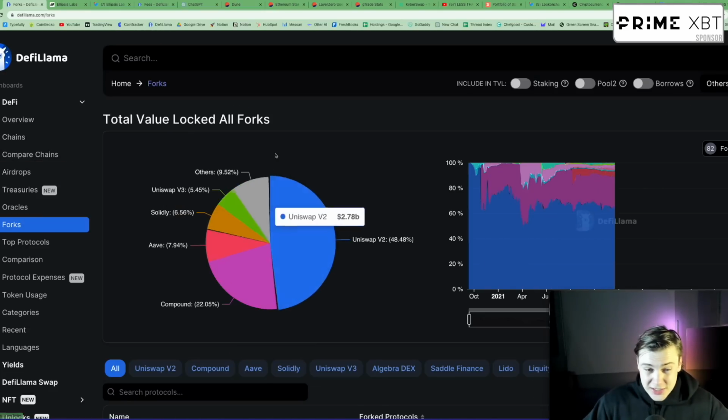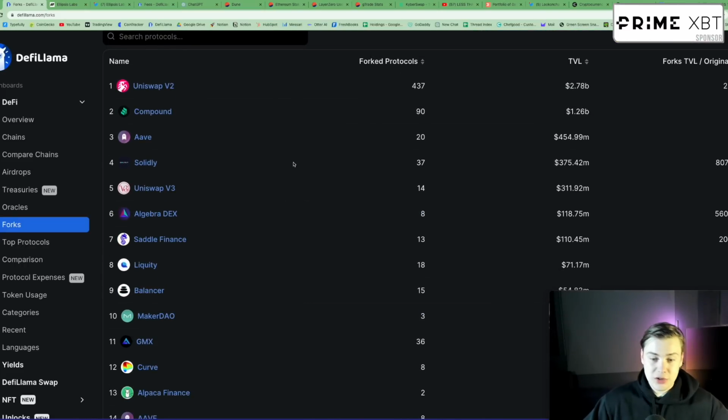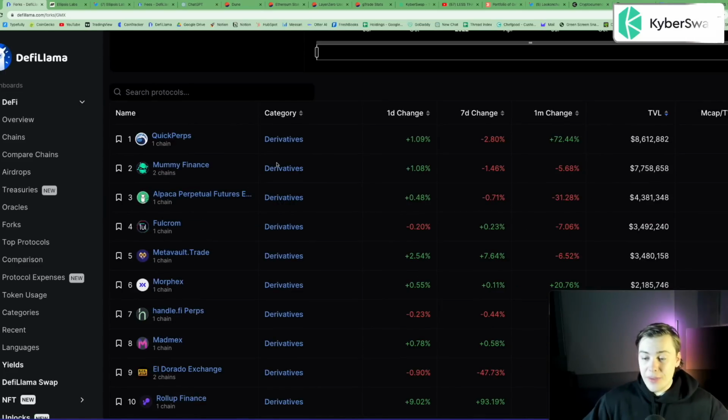Now I want to go through the fork section just quickly. This actually shows the major forks of some of the biggest dApps in crypto. For example, if you click on GMX, you'll actually see a lot of the other perp dexes that have started to launch. And this is really cool, especially during periods where you have certain narratives outperforming.